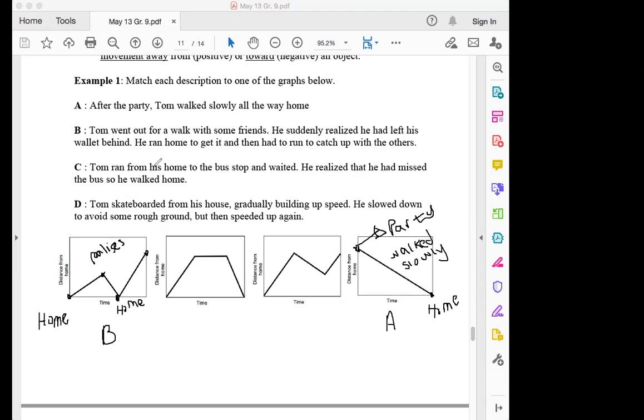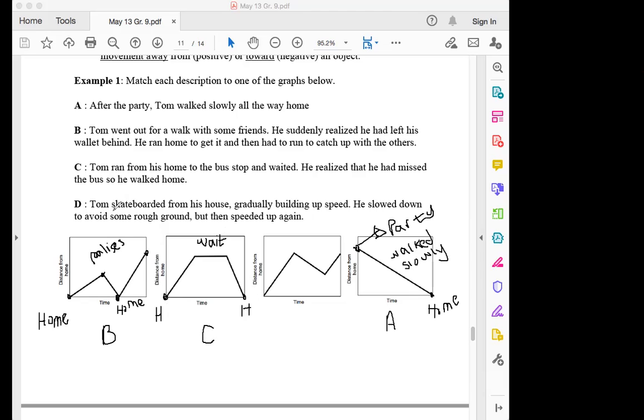C, Tom ran from home to the bus stop and waited. He realized that he had missed the bus, so he walked home. So here would be home, I'm just going to put H for home. He waited for the bus, and he went back home. So this would be C.